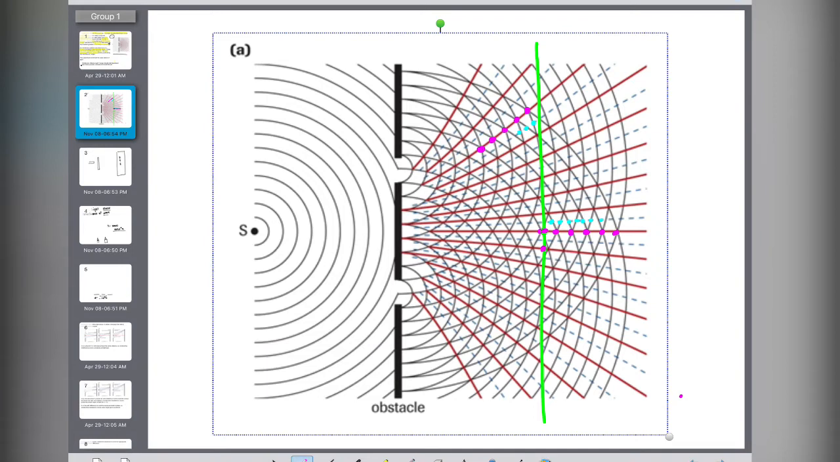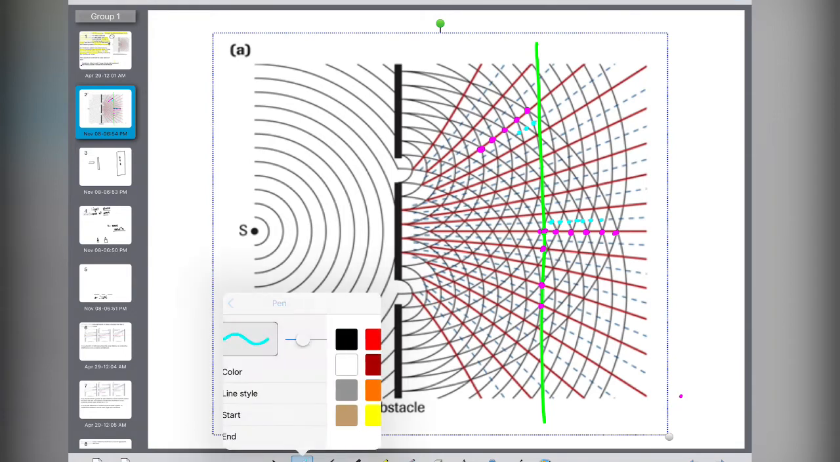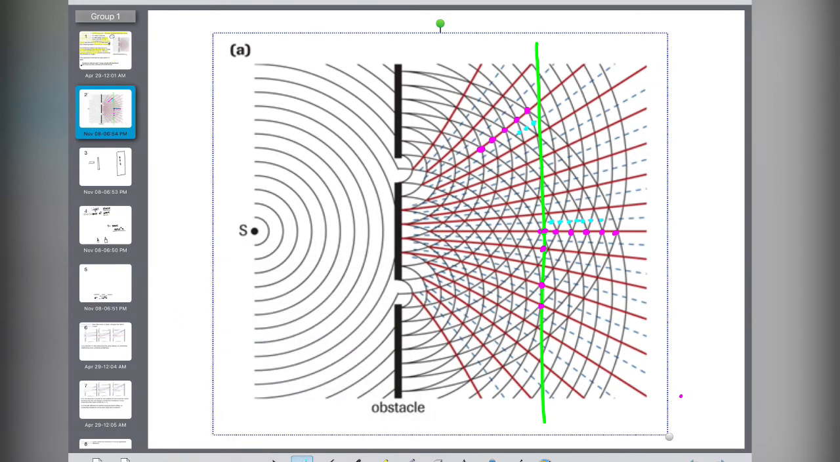Bright is purple. So anywhere on this sheet that lines up on the crest and the crest, those are the bright lines that are going to show up. But at the same time, anywhere it's a cancellation, I would have a dark line. So you would be able to see patterns showing up on your wall with the bright and the dark lines.